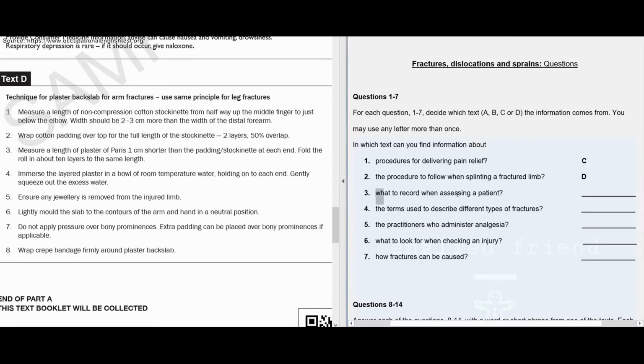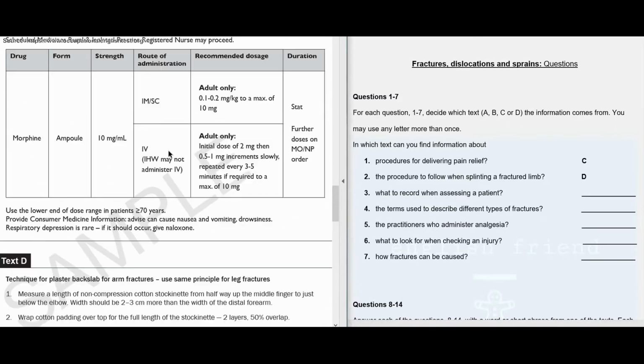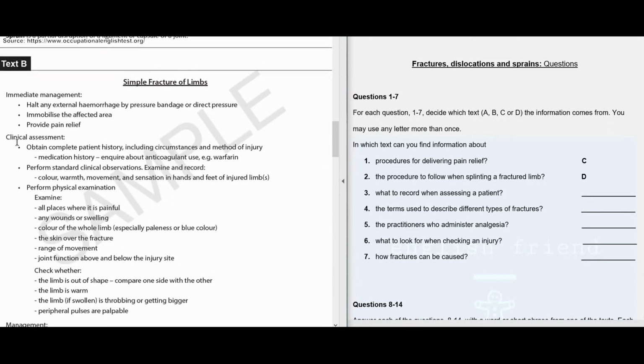Question number 3. What to record when assessing a patient? This question is pretty straightforward. It's about assessing. In text B, we can find a subheading clinical assessment, and this is the location where they have taken this information from. So answer for question number 3 is B.